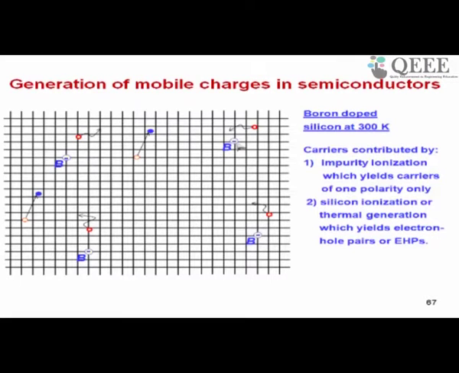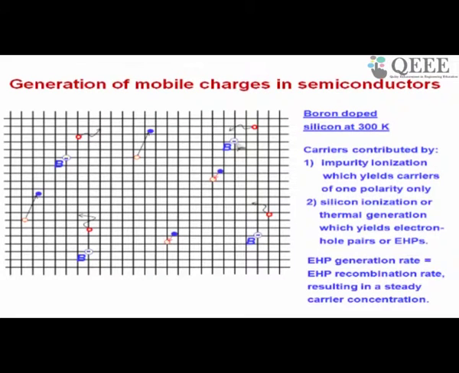So you have an additional process in which electron hole pairs are created because of the breaking of silicon bonds, but this number will be small because the bond strength of silicon is more. So you see here a few electron hole pairs, and generation will be balanced by recombination. Therefore you have an equal number of electron hole pairs being generated and recombining at any instant, giving rise to a steady concentration.